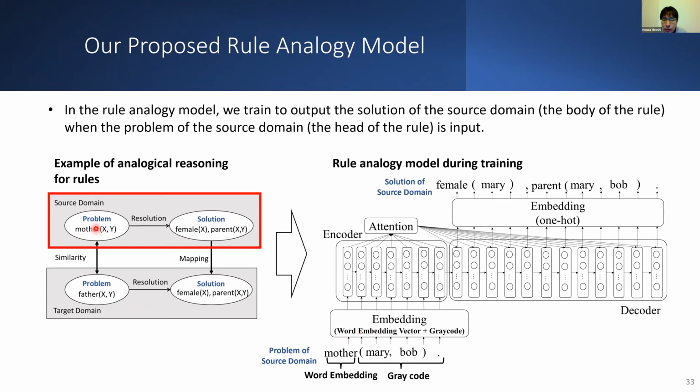The problem of the source domain is the head of the rule. The solution of the source domain is the body of the rule. When "Mary is Bob's mother" is input into this model, we will train this model to output "Mary is a female" and "Mary is Bob's parent."